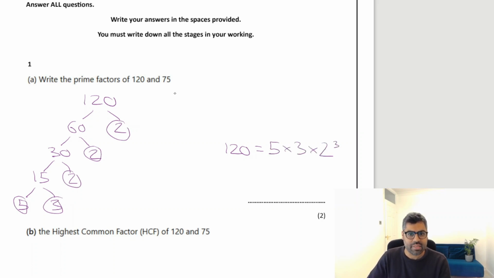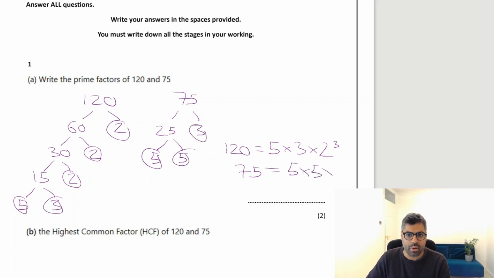And let's do the same for 75. So 75 is 25 times 3, and 25 is 5 times 5. So to get 75, we have to do 5 times 5 times 3. And that is the answer to question 1, part A.